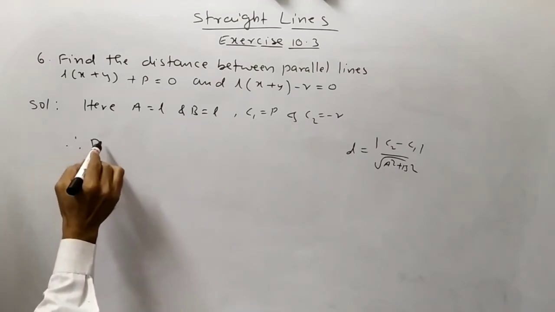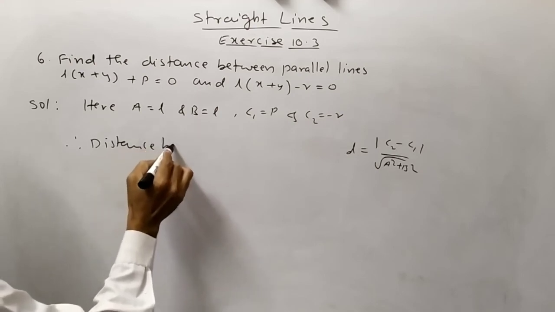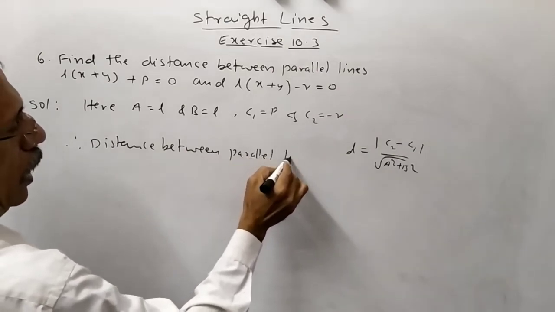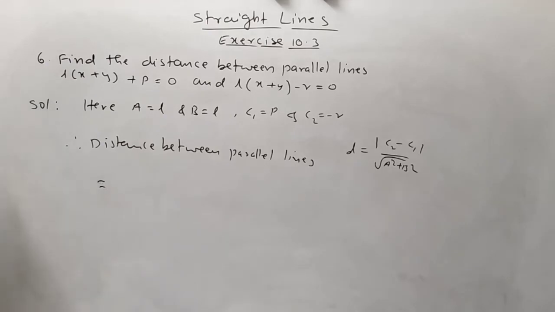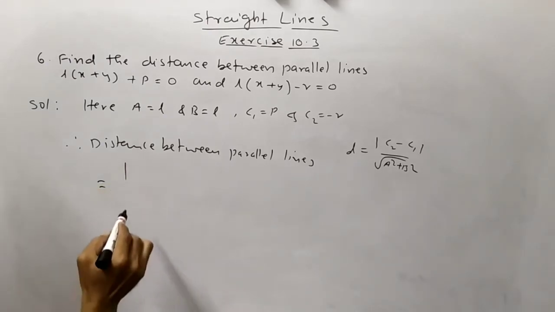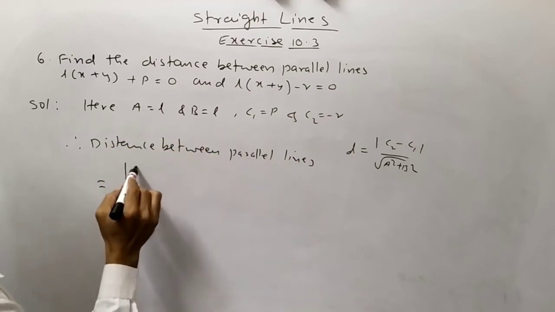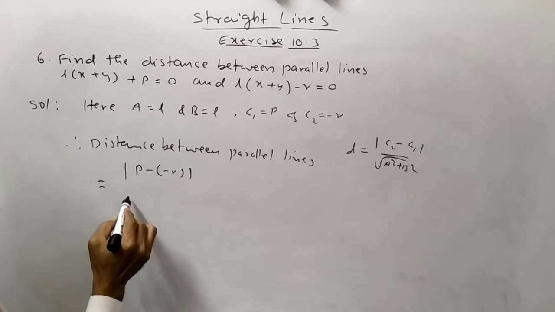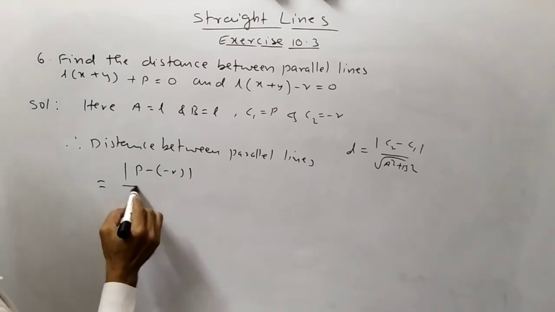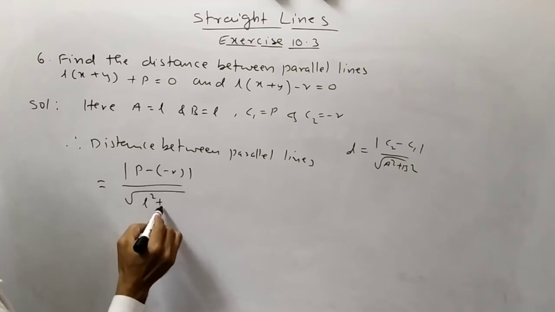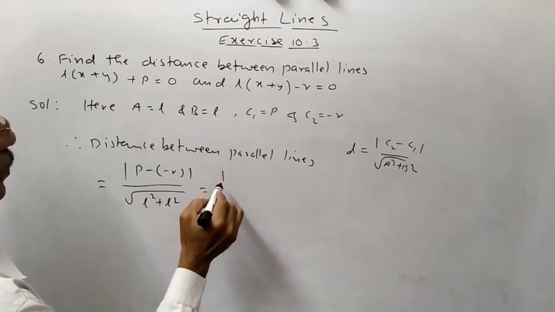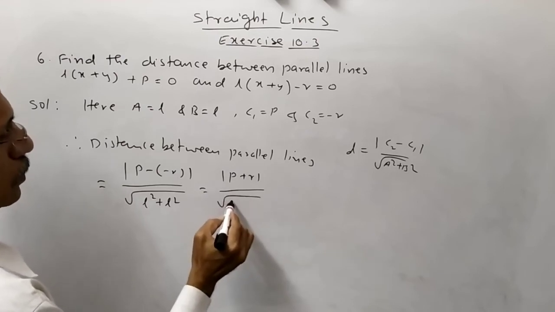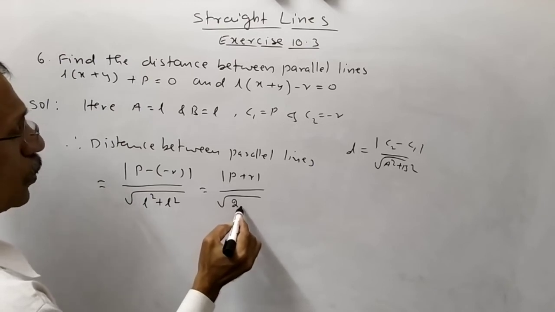Therefore, distance between parallel lines is equal to absolute value of P minus of minus R, taken as absolute value of C1 minus C2 divided by square root of L square plus L square, is equal to absolute value of P plus R divided by square root of 2L square.